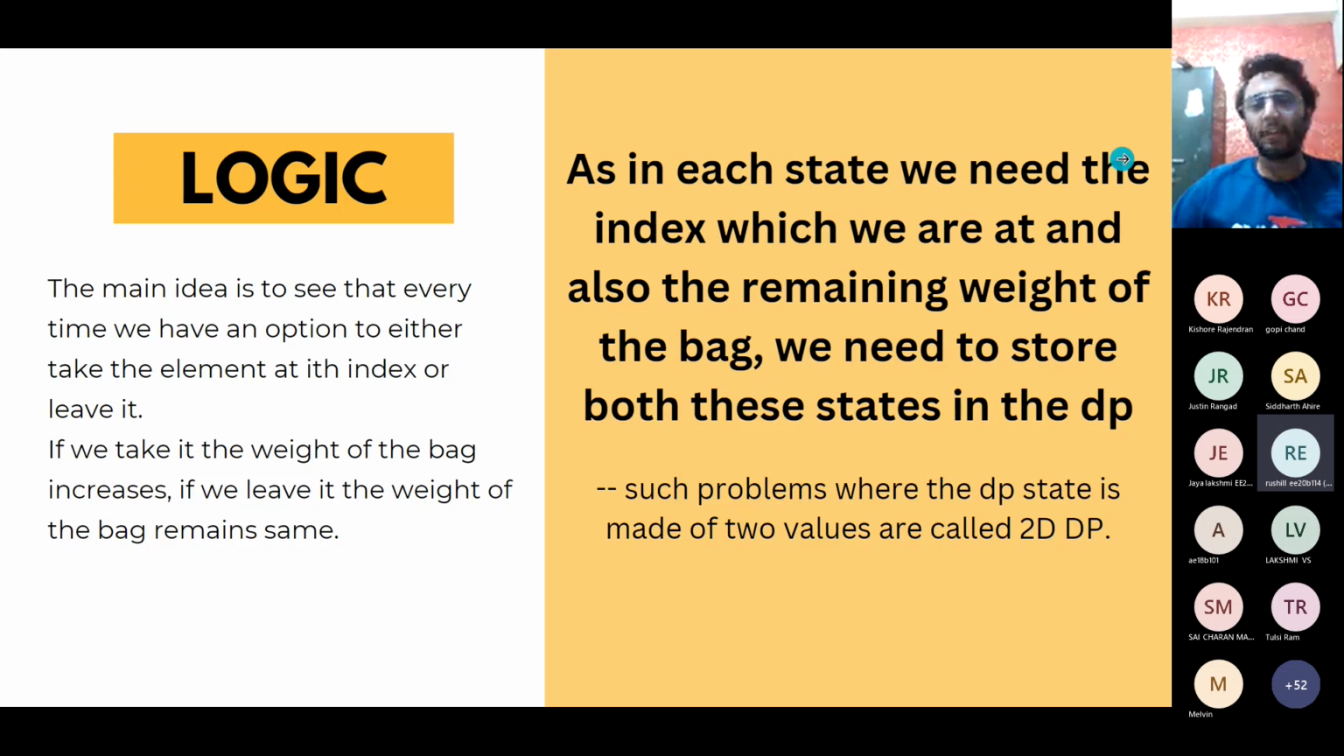In each state, we need the index that we are at, like which items have already been chosen and which are the remaining items, and we need the remaining weight of the bag. These two states we can store in the DP array, an array of 2 dimensions which will store the remaining weight and the remaining number of items. The main idea is that we can either take an element or not. If we take an element, the weight of the bag increases, and if we leave the element, the weight of the bag remains the same.